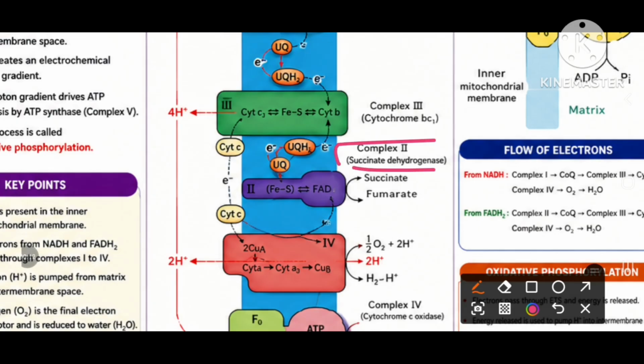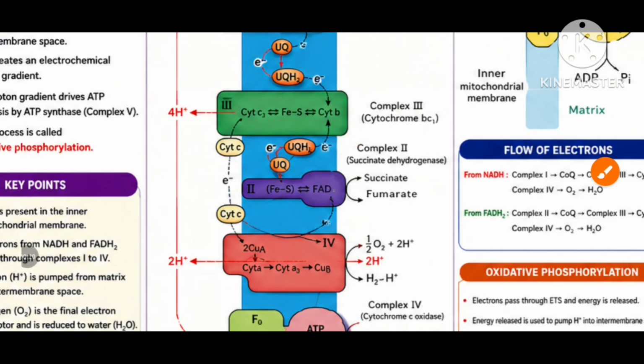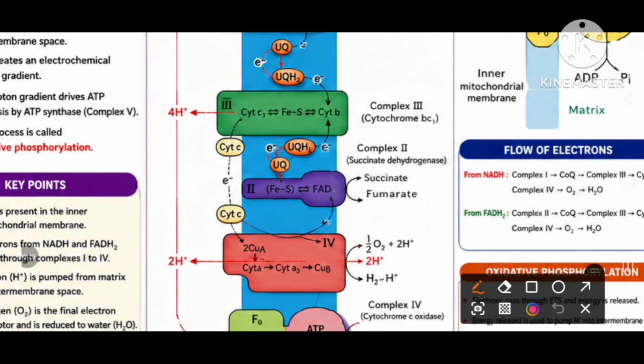Look at the arrangement here: complex number 1 and then complex number 3, and next to it complex number 2 is present. This complex number 2 is also known as succinate dehydrogenase, and it mainly yields electrons from the breakdown of a molecule called FADH2, and this FADH2 molecule will also yield energy.